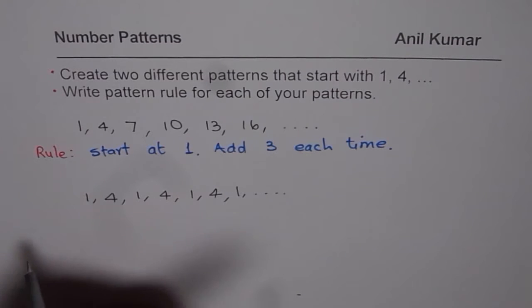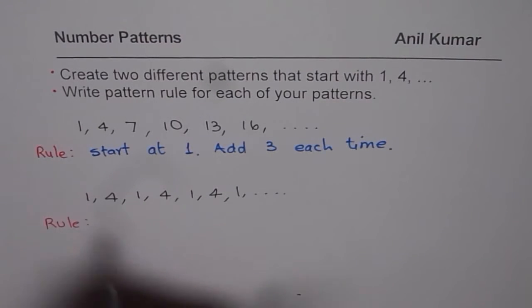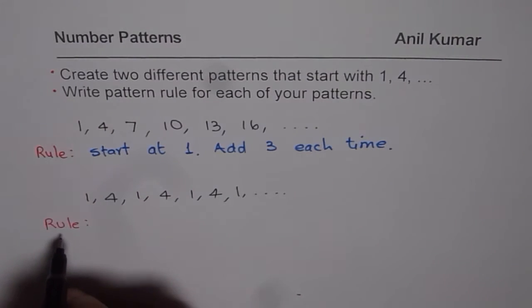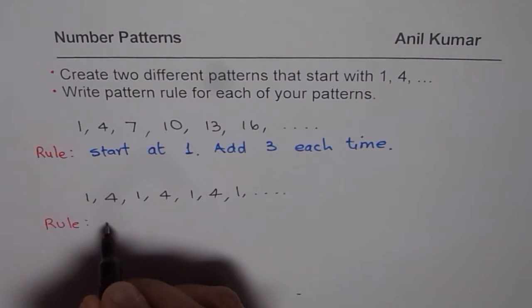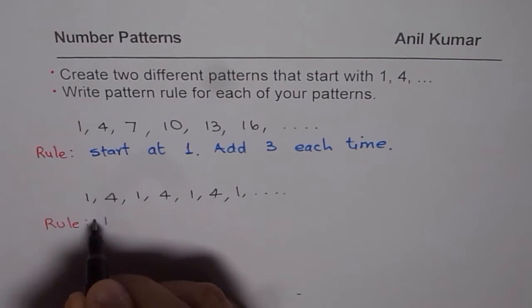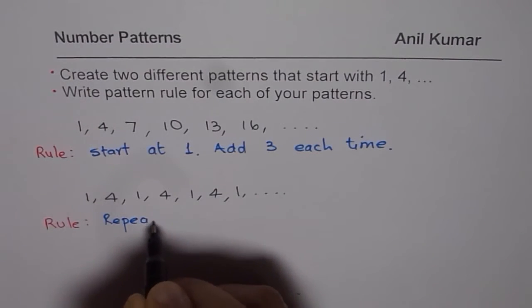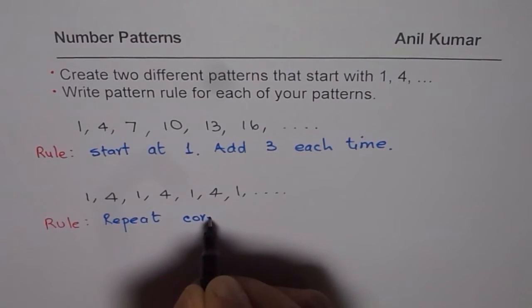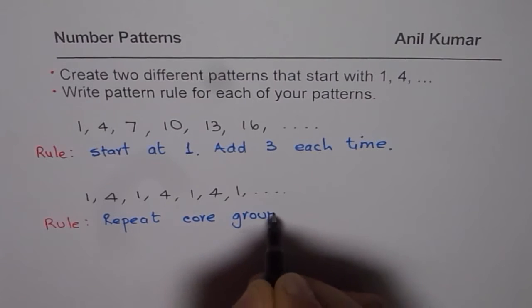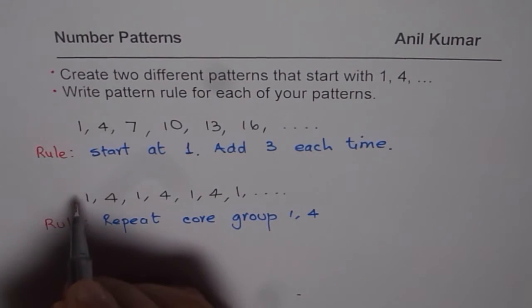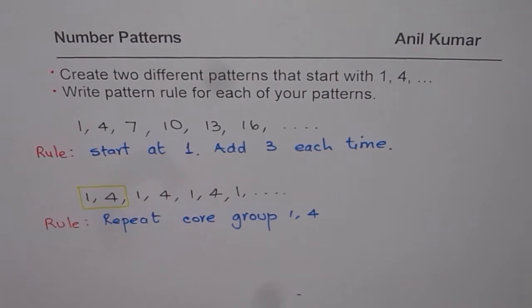Now the rule for the second one will be, this is a repeating pattern. So we can write, repeat core group 1, 4. Whenever we say core group, we identify what repeats. Now 1 and 4 repeats, correct? So that becomes the core group. So we could say repeat core group 1, 4.